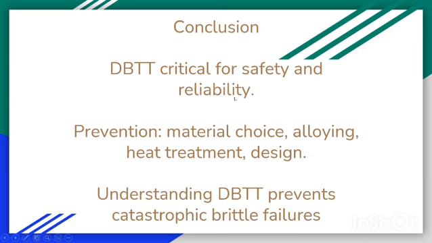We have seen what DBTT is and at what temperature it's safe. Safe means it deforms plastically or ductile fracture takes place, and below that temperature it behaves like a brittle material, and sudden fracture takes place. Prevention methods are material selection, alloying and heat treatment.